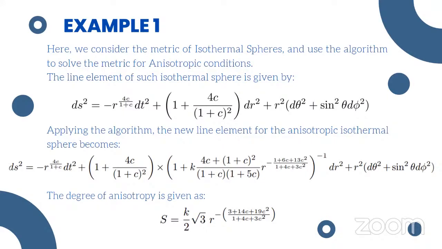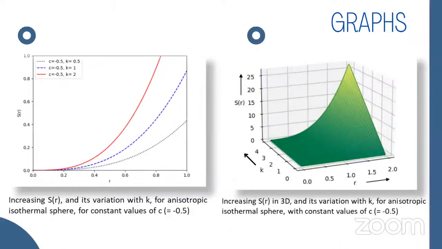So I will now be showing you the plots in the next slide. Here we can see that these are the 2D and 3D plots of S versus R for changing values of K, keeping C as a constant.